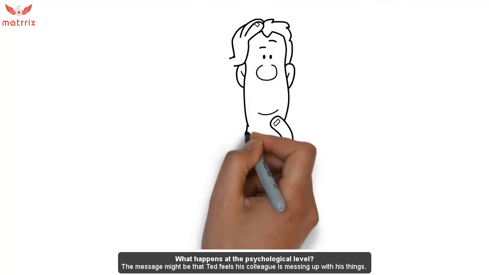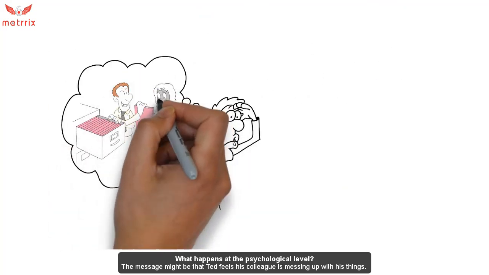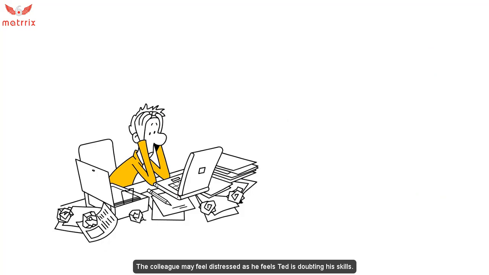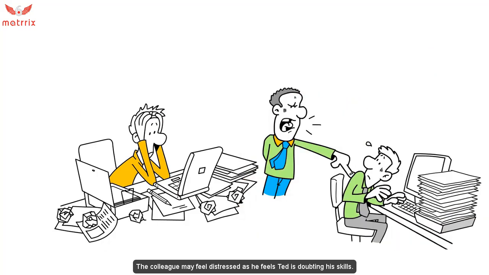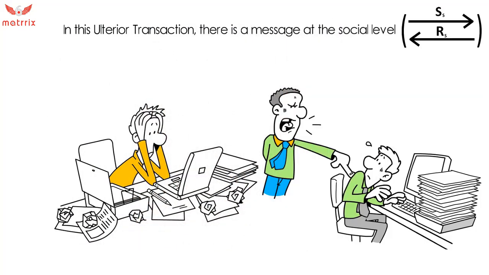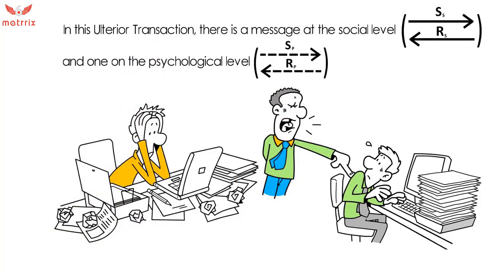What happens at the psychological level? The message might be that Ted feels his colleague is messing up with his things. The colleague may feel distressed as he feels Ted is doubting his skills. In this ulterior transaction, there is a message at the social level and one on the psychological level.